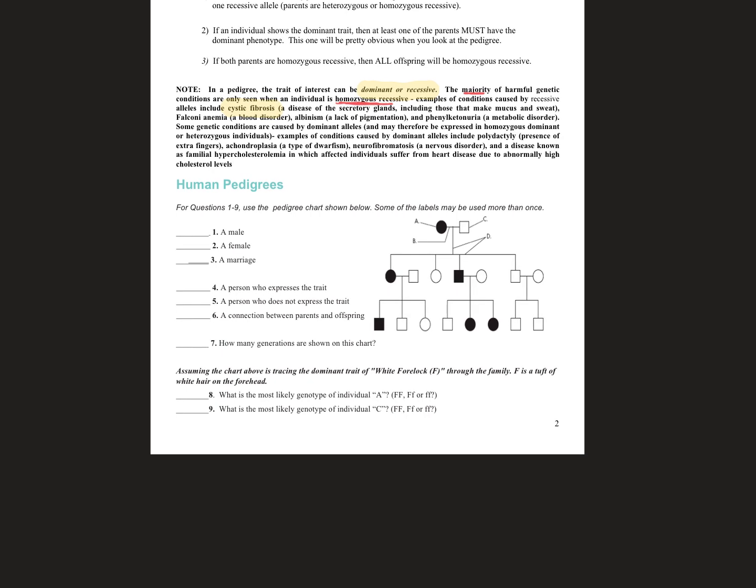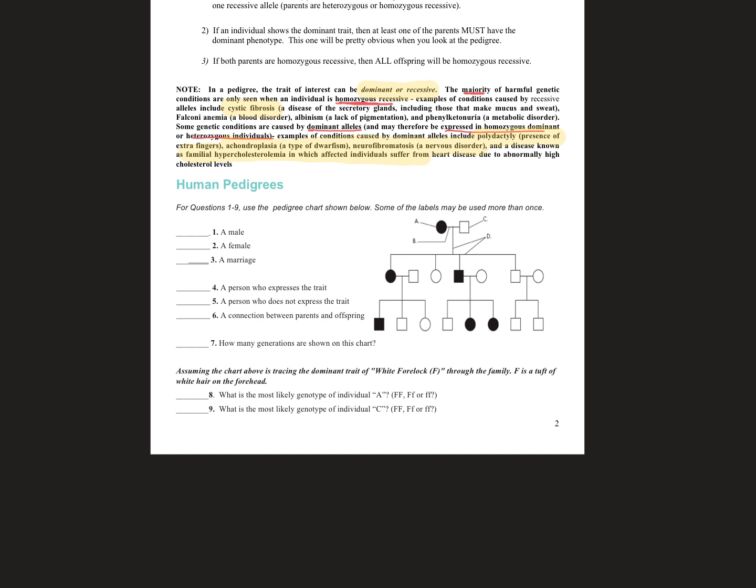There are some conditions, as I said earlier, where you shouldn't assume they're all recessive. Some are dominant alleles, and therefore they're expressed in homozygous dominant or heterozygous individuals. Some of those conditions, as you see here, are polydactyly, the presence of extra fingers, this type of dwarfism, neurofibromatosis, and hypercholesterolemia, which can all be dangerous, by the way, or at least neurofibromatosis and hypercholesterolemia. All right, so let's go ahead and answer the questions.